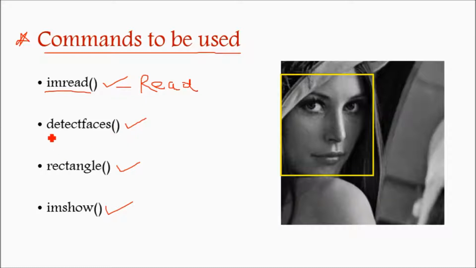After reading, if you apply detectfaces, then it will identify the faces available in the image, but it returns the initial coordinates and the number of pixels horizontally and vertically. It does not display the image directly; it will detect only. So we can use the rectangle command to draw a rectangle as an outline over the face, and finally imshow to display the image.